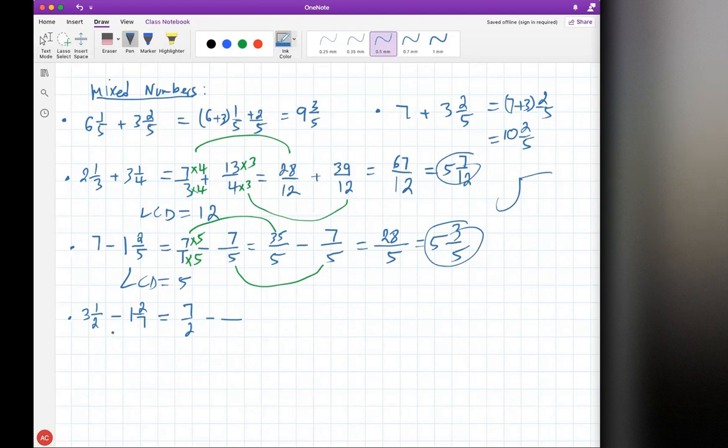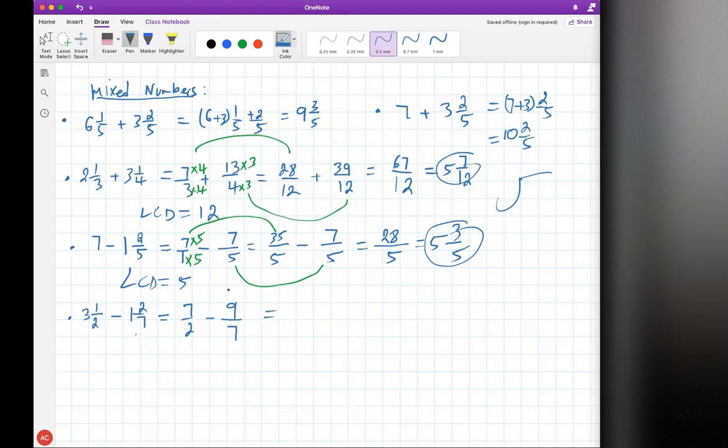Just remember to turn everything from mixed numbers into improper fractions first. Don't worry about these tricks here. I just gave you that as an idea, but you don't rely on it too much. Follow the same steps with everything. So turn this here: 1 times 7 plus 2, that's 9. 9 over 7. That's right.